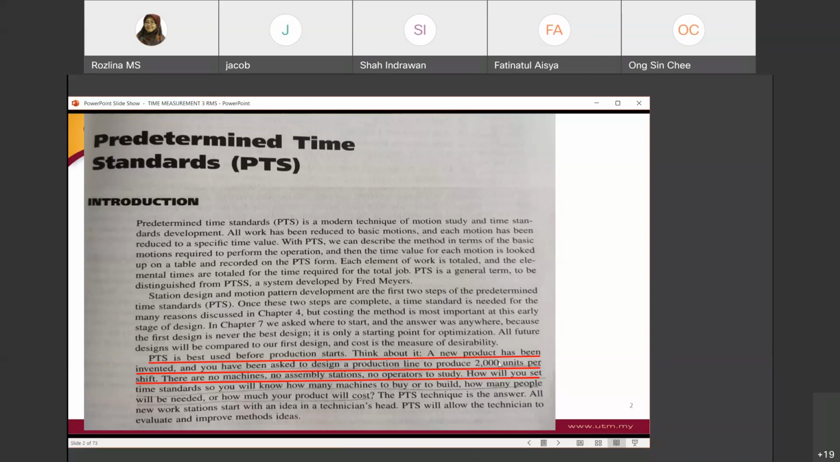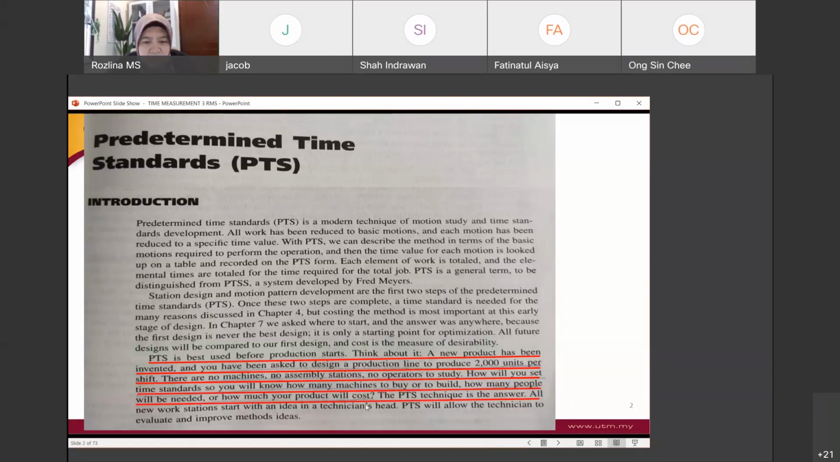Think about it. A new product has been invented and you have been asked to design a production line to produce 2,000 units per shift. There are no machines, no assembly stations, no operators to study. How will you set the time standard so you will know how many machines to buy or to build? How many people will be needed, or how much your product will cost?